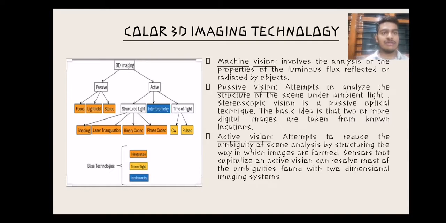Here are three visions: machine vision, passive vision and active vision. Machine vision involves the analysis of the properties of the luminous flux reflected or radiated by the objects, and passive vision attempts to analyze the structure of the scene under normal light or ambient light. Stereoscopic vision is a passive optical technique. The basic idea is that two or more digital images are taken from known locations. Active vision attempts to reduce the ambiguity of the scene analysis by structuring the way in which images are formed.